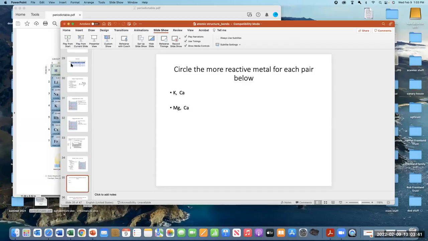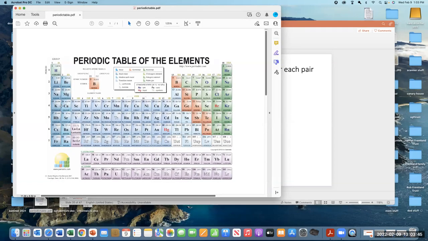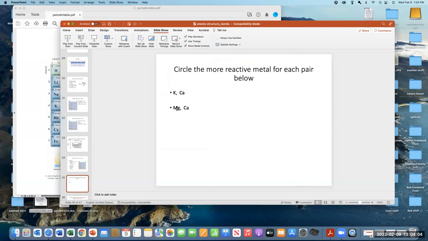So between potassium and calcium, so between K and Ca, first of all, are they metals or nonmetals? Metals. They're metals. Which of them would you expect to be more reactive? Potassium, very good, because it's further to the left. Very good. All right, see how you can do that? Now, it says these are definitely metals. It says circle the more reactive metal.